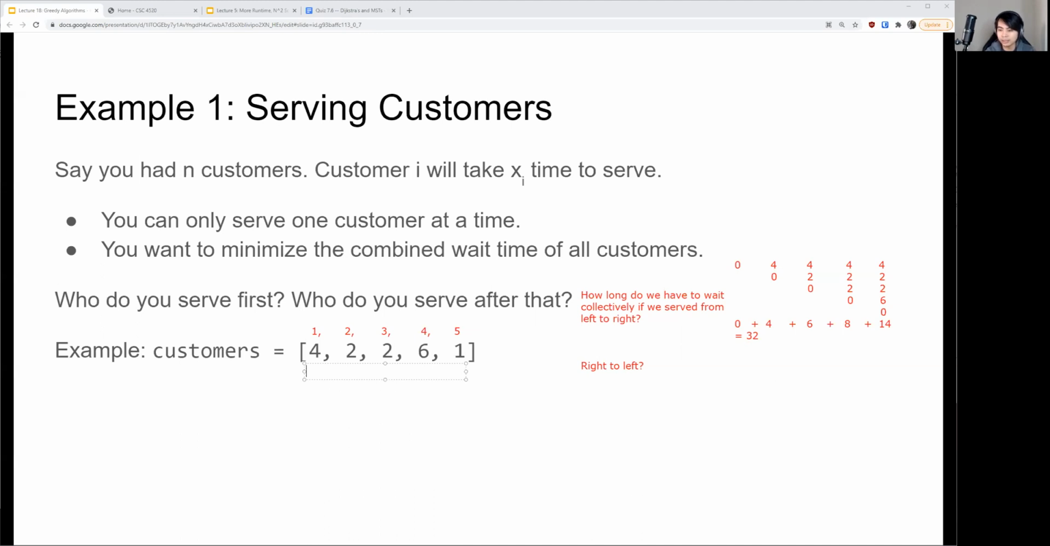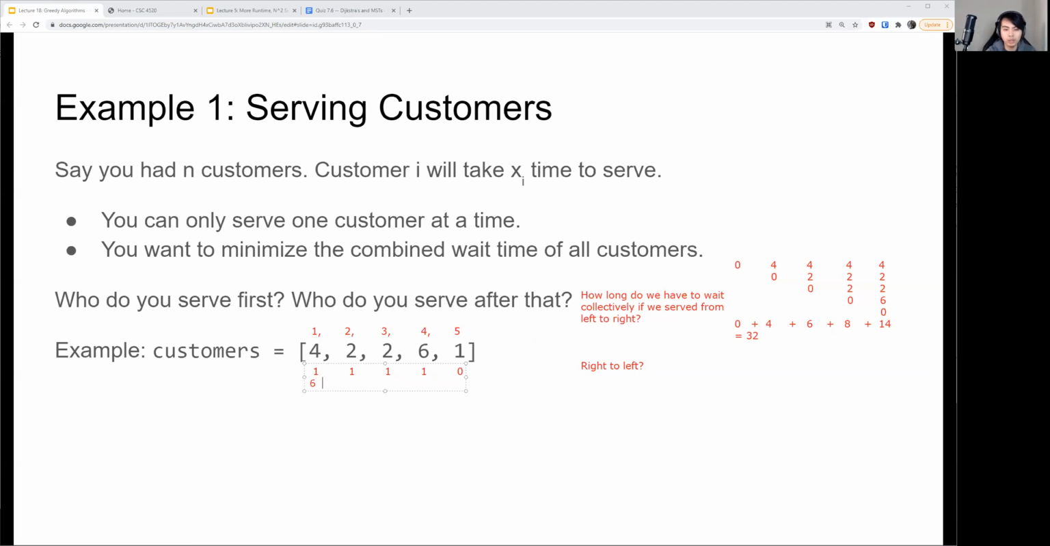All right, so go ahead and type in your answer if you have it. What do we have here? Right to left. In this case, we know that everyone has to wait 1 minute at the beginning because you're serving the person on the very right. So customer 5, right? So customer 5 waits 0 minutes because they get served right away. Everyone else has to wait 1 minute.